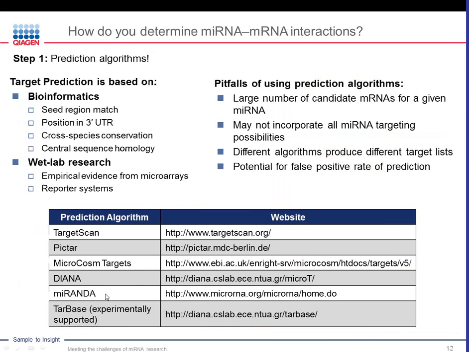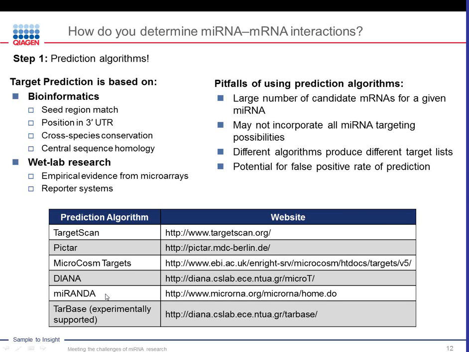How do you determine microRNA-mRNA interactions? Step 1 would be to use prediction algorithms. Target prediction is based on both bioinformatics and wet lab research. For bioinformatics, the seed region match, position in the 3' UTR, cross-species conservation, as well as central sequence homology is taken into account. This is then tuned with wet lab research, including evidence from microarrays as well as reporter systems.